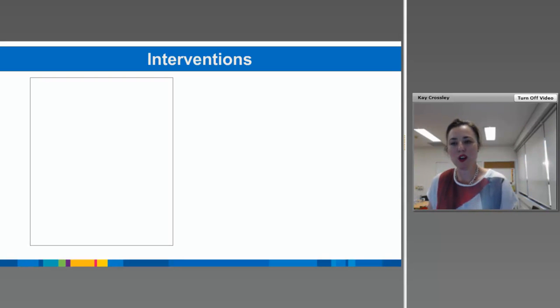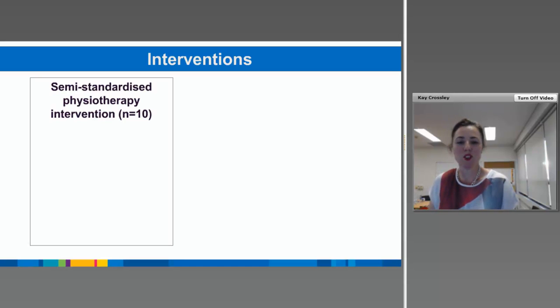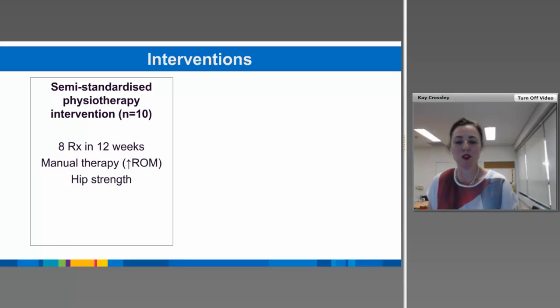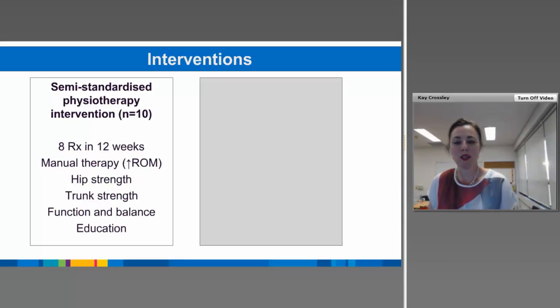So just to give you a brief overview of the study, our interventions, we had 2 groups. Our first group had a semi-standardised physiotherapy intervention, which we designed based on best practice physiotherapy with the best evidence that we have. So these patients had 8 treatments over 12 weeks. They had manual therapy that was targeted to increase their range of motion, hip muscle strengthening exercises, trunk strengthening exercises, functional and balance control exercises, and also education.